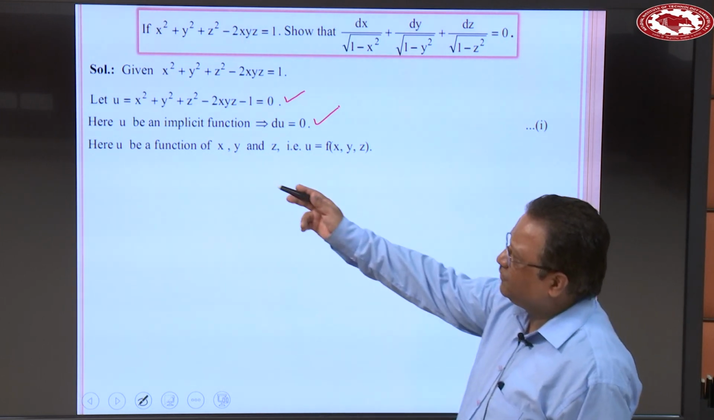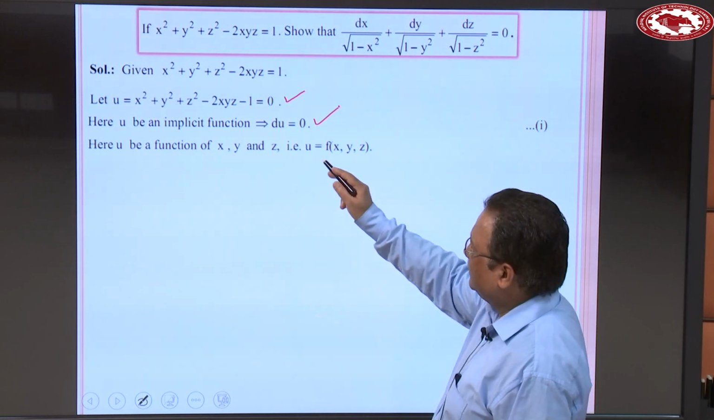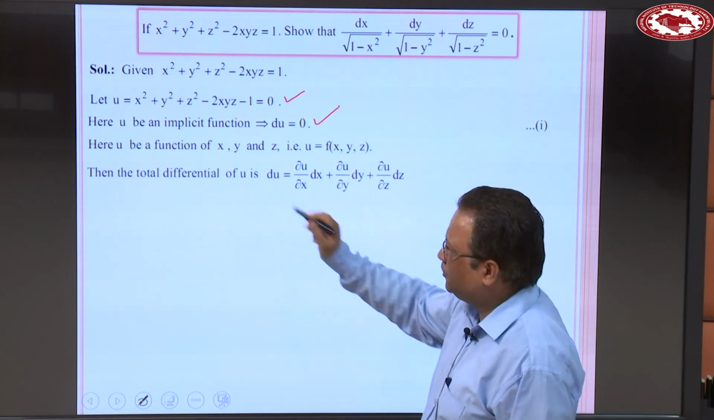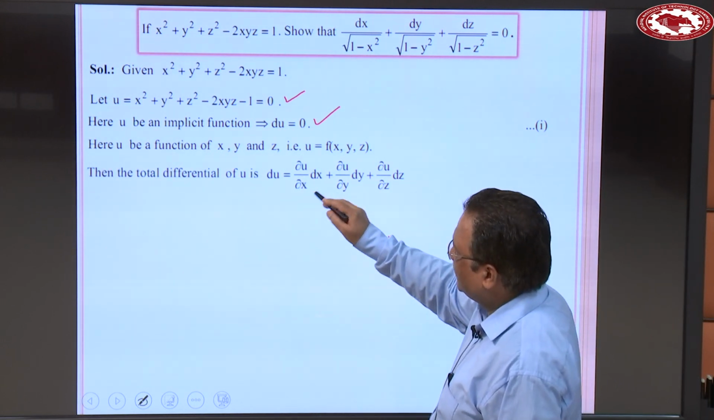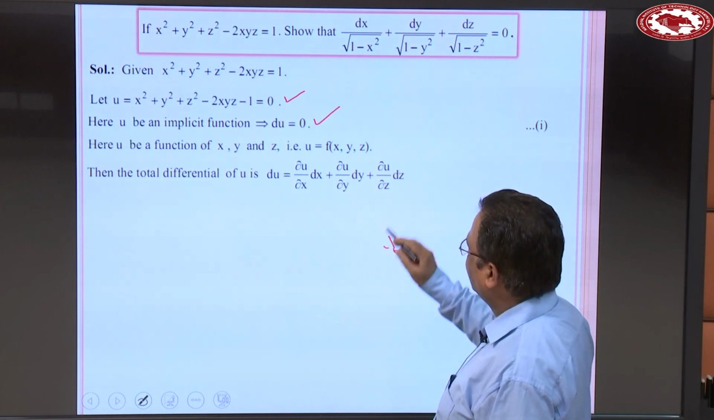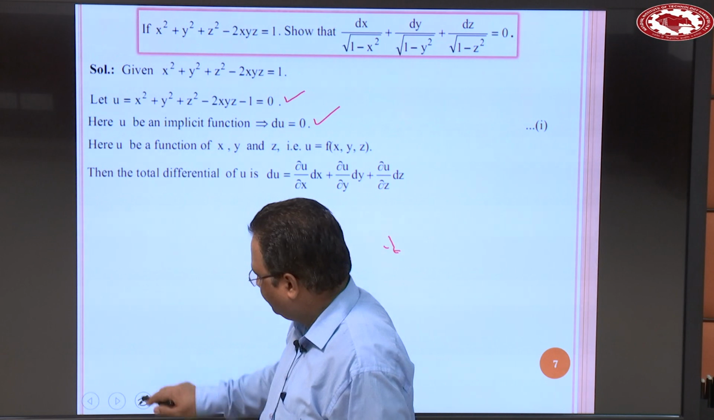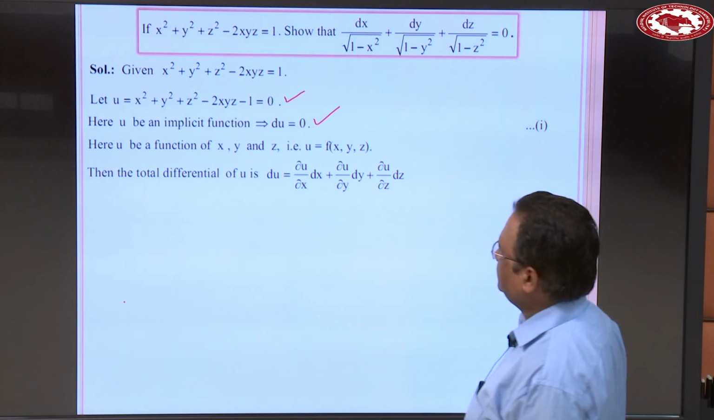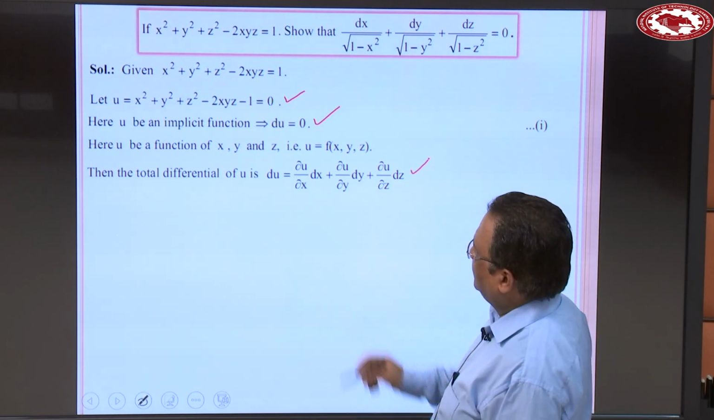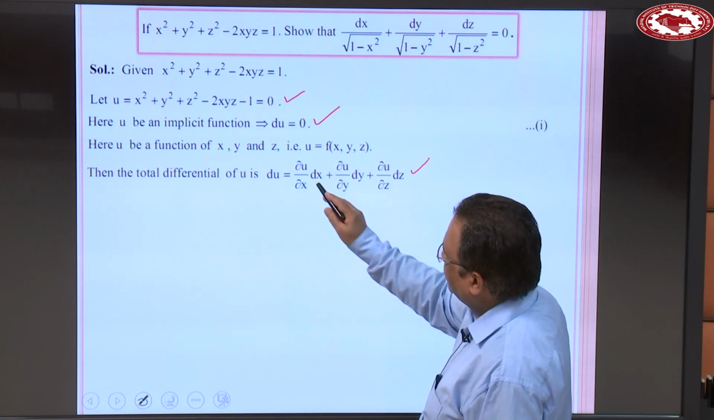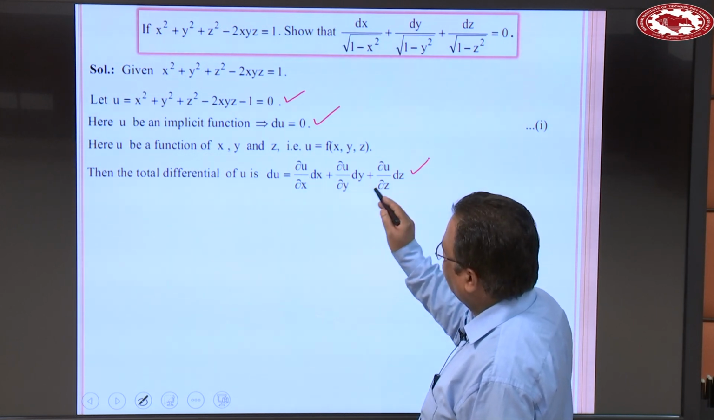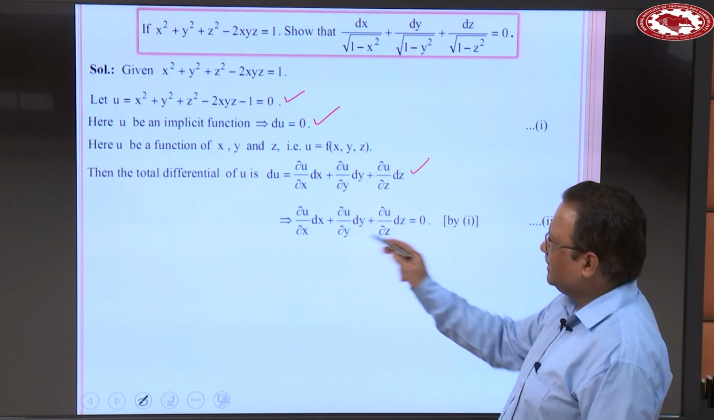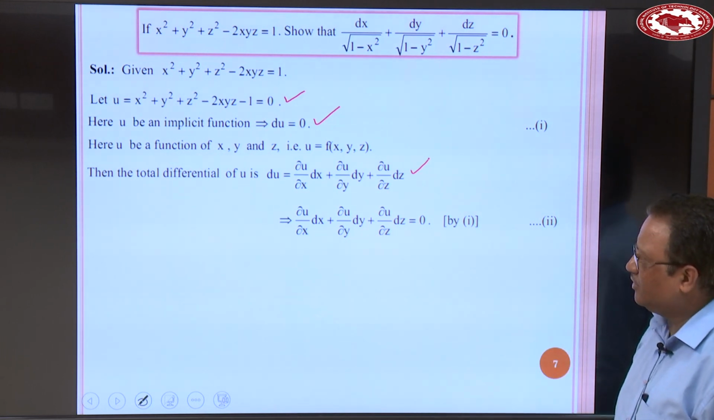And we also know that if u is a function of x, y and z, that is u = f(x, y, z), then by definition the total differential of u is du = ∂u/∂x dx + ∂u/∂y dy + ∂u/∂z dz. Okay. Now, we have this result. So, if you compare this and this, it means ∂u/∂x dx + ∂u/∂y dy + ∂u/∂z dz = 0, because du = 0.